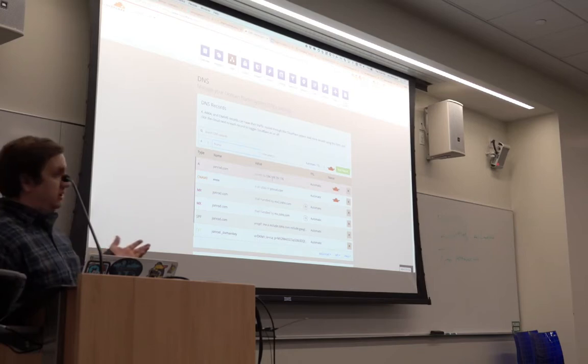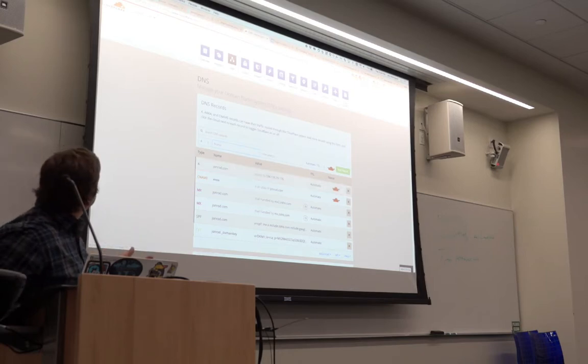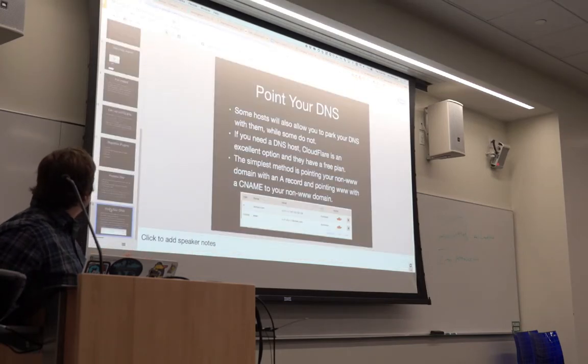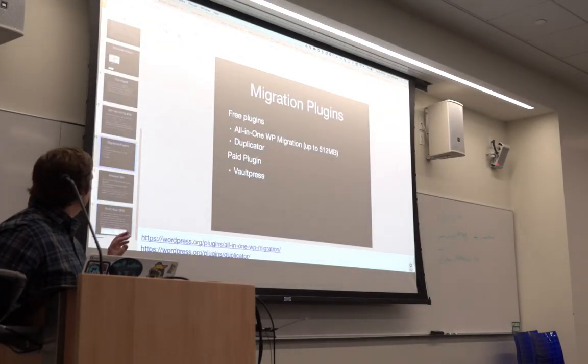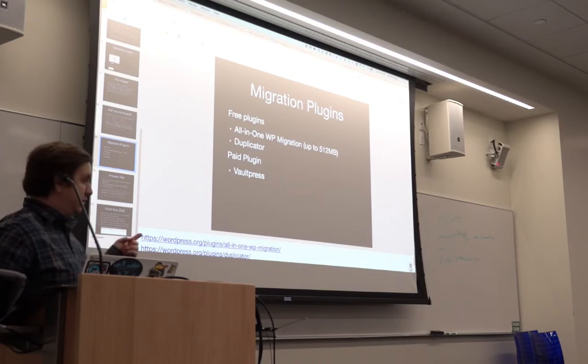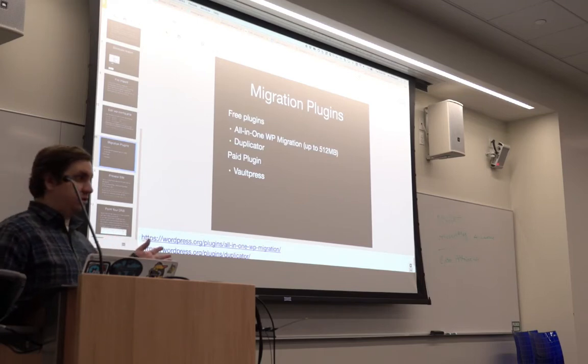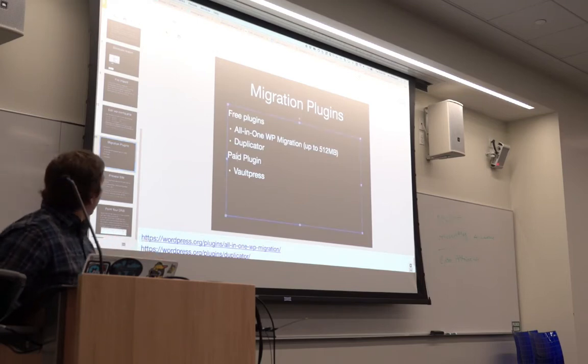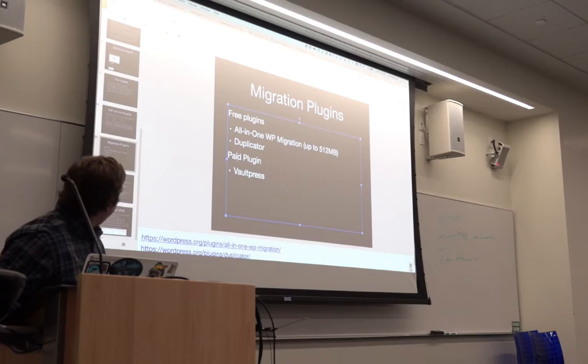Cool, so that's migrating your site. I did mention that there are some plugins. I think we spent a lot of our time on doing the manual migration. There are some free ones. All-in-One WP Migration will only move a site that's up to 512 megabytes. There's also Duplicator. There's a paid plugin called VaultPress, through Automattic. It's really cool. It's either a subscription model or, I think, a one-time payment.